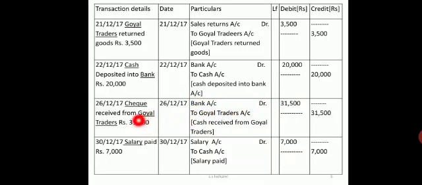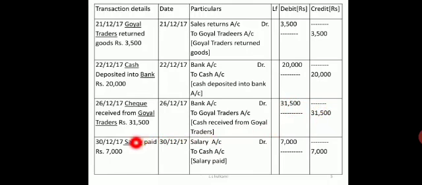Next, you are having Goyal traders. Now Goyal traders are our debtors. So when they are making the payment on the given date, that means their liability is being reduced. So 31,500 only is to be shown on both the sides of debit and credit.